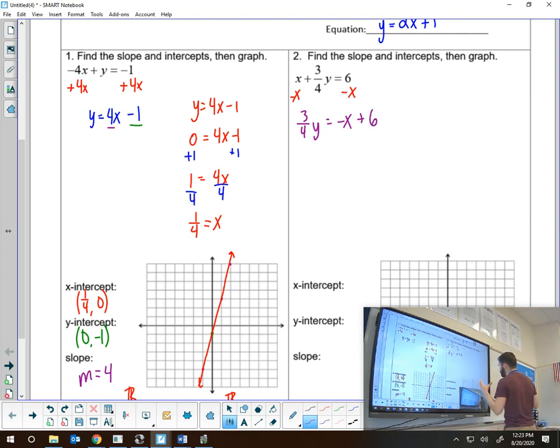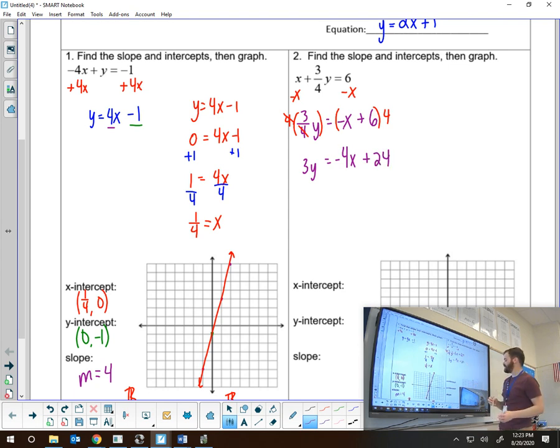Okay, now we have a fraction. How do we get rid of fractions? Remember, we did a lot of work on this in the last couple days. To get rid of a fraction, we are going to multiply by the denominator. So I'm going to multiply this side by 4, and I'm going to multiply all of this side by 4. Okay? So whenever I multiply this side by 4, it's going to cancel out that 4 that's in there. And so it's just going to be 3y left on this side. And when I multiply this side by 4, negative x times 4 is negative 4x. 4 times 6 is 24.